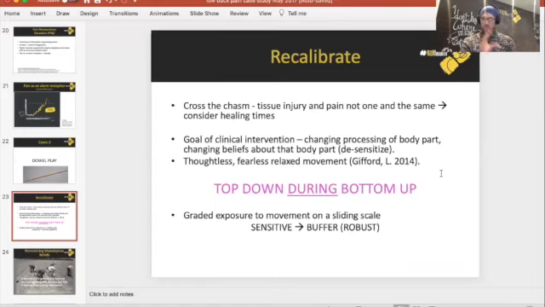But then all of these other factors are still equally relevant in calming the nervous system down, because even in tendons, we can change the symptoms of a person's experience of pain without actually changing the structure of the tendon, which does often take several years to happen. So it's really important. The goal of the clinical intervention a lot of the time is changing the processing of that body part, changing someone's beliefs of that body part, and changing someone's experience of that body part to desensitize to it.